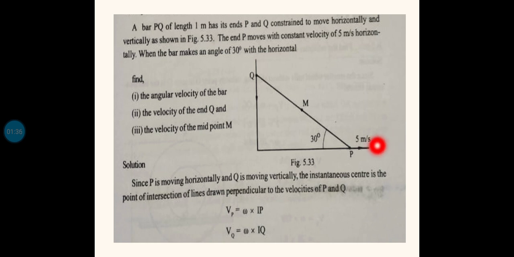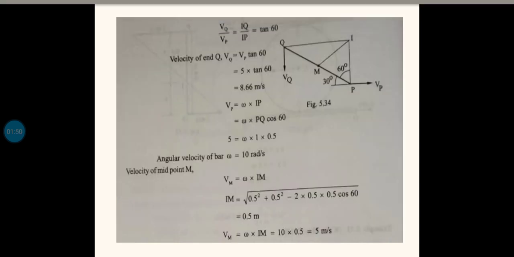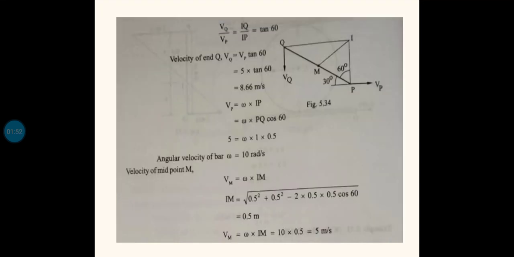The only thing we have to do is draw the perpendicular from the point P to the velocity vector Vp. So it will be a vertical line. From Q, draw a perpendicular to the velocity vector Vq. So it will be a horizontal line. Their meeting point will be the instantaneous center. As you can see here, the horizontal line is drawn from Q perpendicular to Vq, and the vertical line is drawn perpendicular to the velocity vector Vp. The meeting point is the instantaneous center I.